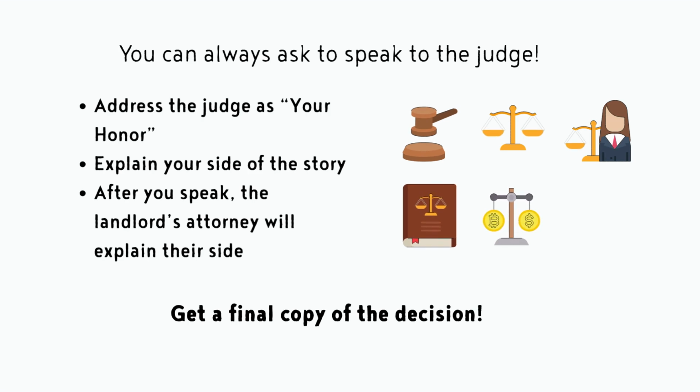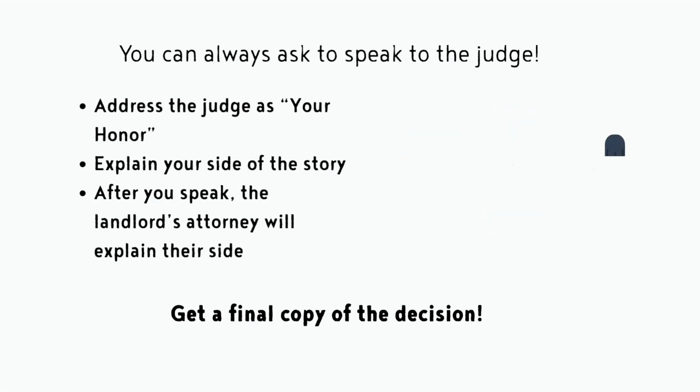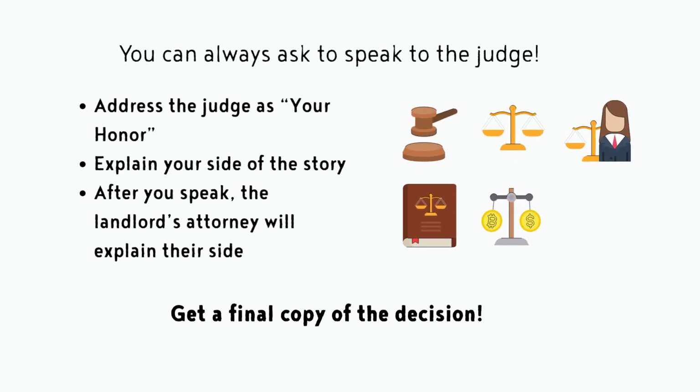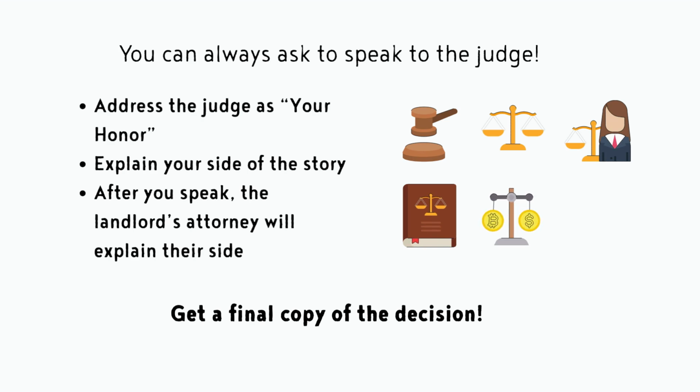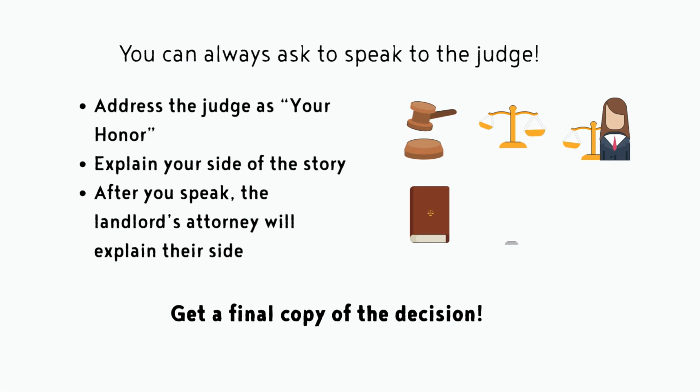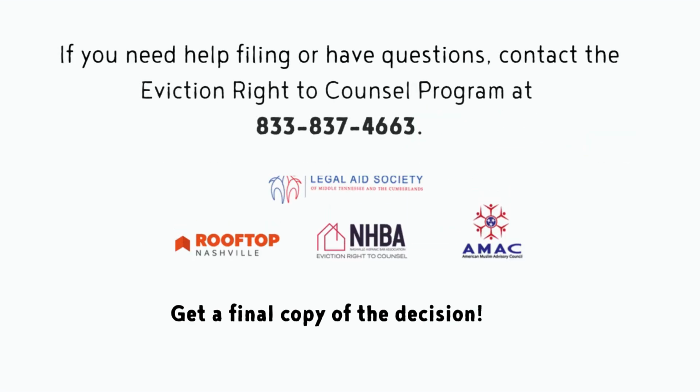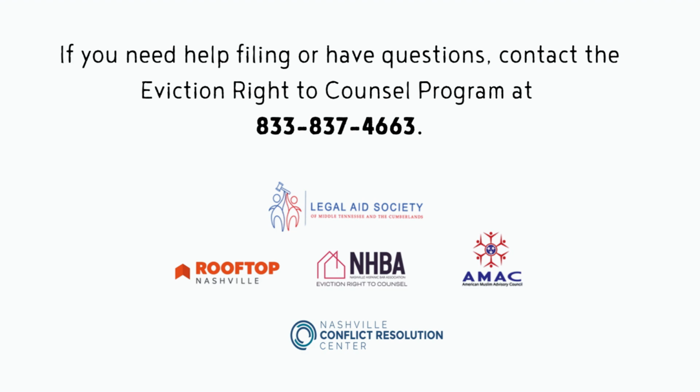When you are in front of the judge, use respectful language, address them as your honor, and speak slowly and clearly. This is your chance to explain your side of the story. Tell the judge exactly what you want and why. This is why having evidence gathered is important. After you say your side, your landlord's attorney will explain the landlord's side. Then, the judge will make a decision. Be sure to get a final copy of the decision from the clerk's office. Remember, preparation and proof are key in court.